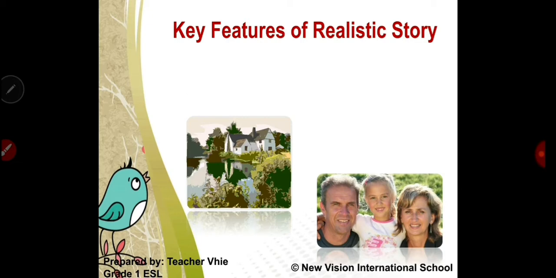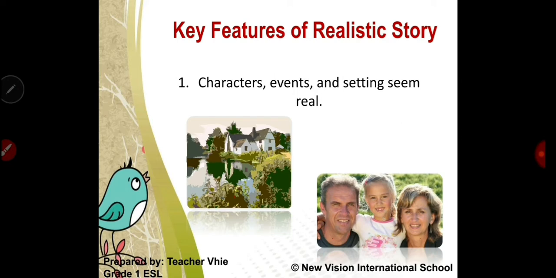So let's start with the key features of a realistic story. Look at the pictures in the screen. So we have here, as you can see, a house and a lake. So therefore, this is a place, right? This one is a place. And the other one is a family picture, like a dad, a mom, and of course, a kid. So, do you have an idea of what is the first key feature of this realistic story? Of course, as you can see, we have characters, events, and setting seem real. Yeah? So as you can see, this house is real. Oh, and the characters are real as well. So that is the first key feature of a realistic story.